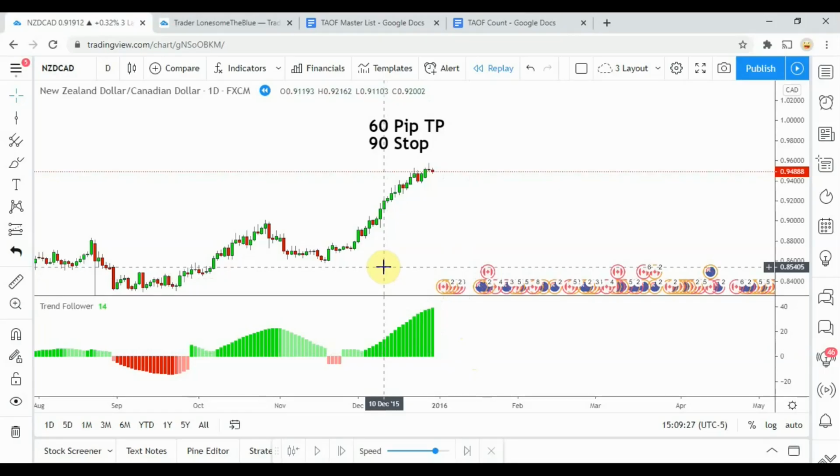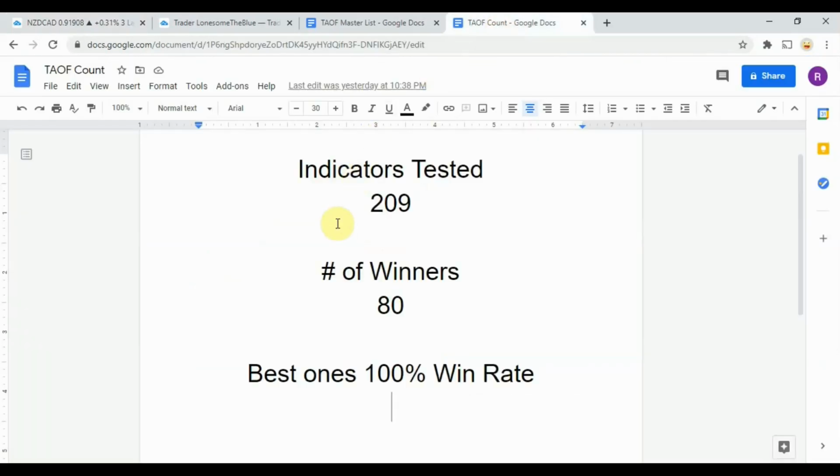All right, as I said, today we will be testing the trend follower indicator. But before we do, I wanted to put the indicator scoreboard up for everyone to see.